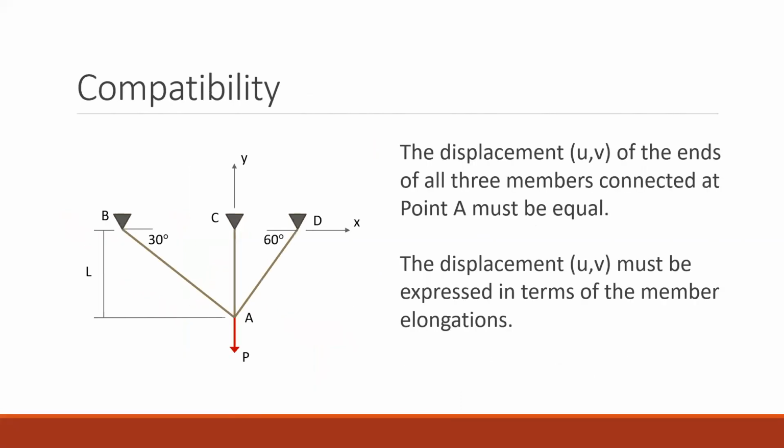And then we have compatibility. Compatibility, we need to look at, I know you didn't have time to write that down. I'm sorry. So compatibility, we're looking at how point A moves. And we know that as point A moves, all of those wires are going to move with it. And so there's some u and v that tells us the displacement of point A. So some horizontal and some vertical displacement. And we can express that in terms of the elongations of these members.